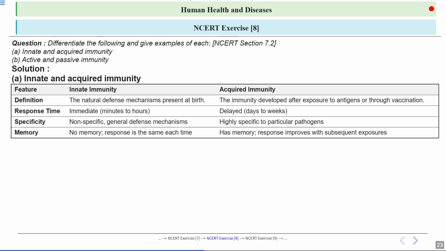Now there is no memory in the case of innate immunity. The response is the same each time, and in the case of acquired immunity, it has memory. So the response improves with subsequent exposure. Whenever there is subsequent exposure to the same pathogen, the body generates a heightened response, which overwhelms the invading pathogen, and the pathogen is eliminated.